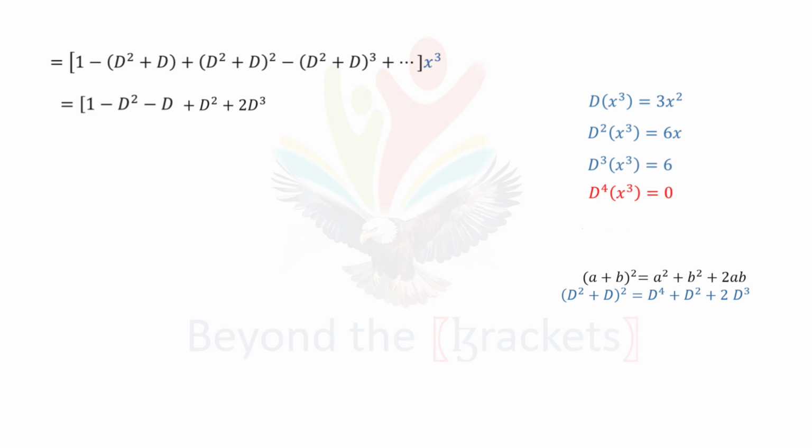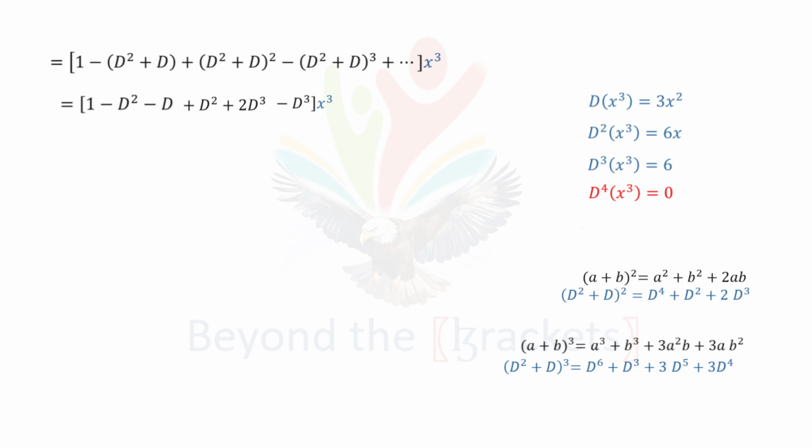Now consider D square plus D whole cube, which is of the form a plus b whole cube. On expanding, we get a cube plus b cube plus 3a square b plus 3ab square. So a cube is D power 6, which is beyond D cube and can be ignored. B cube is D cube. 3a square b will be 3D power 5 and 3ab square will be 3D power 4. So the only term that is to be included is D cube.